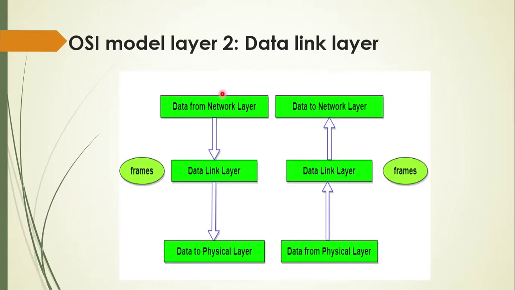See in the diagram, the data is coming from the network layer to the data link layer, and it is in the frame format. After that, the data link layer sends data to the physical layer. The physical layer transmits the data to the receiver side using the transmission medium. After the transmission medium, the data comes to the physical layer at the receiver side. The physical layer sends data to the data link layer, and it is again in the frame format, and the data link layer sends data to the network layer.